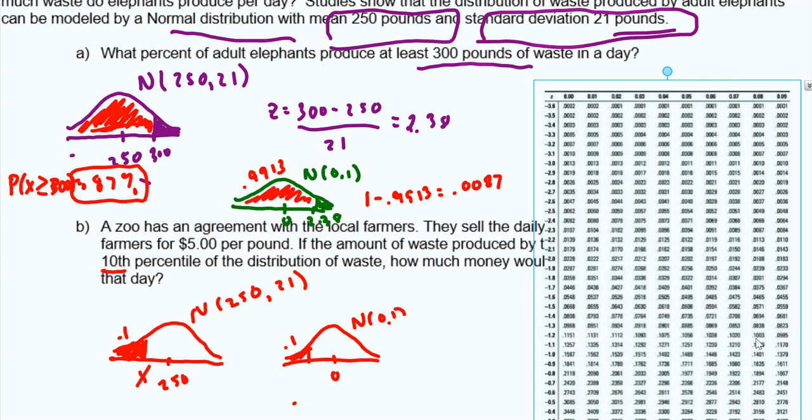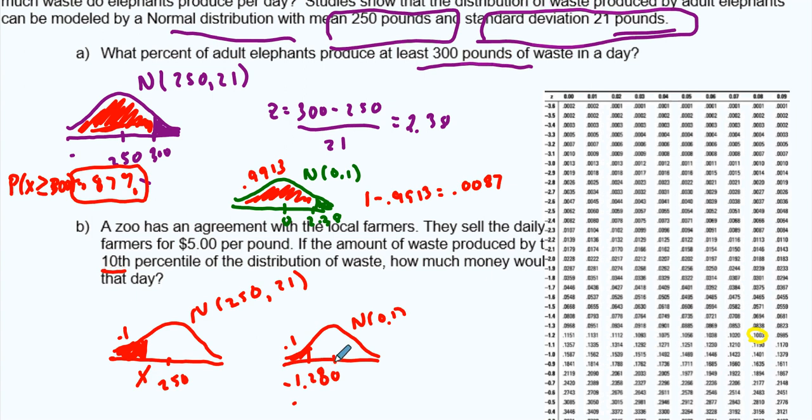And I got 0.1003. Now that's pretty close to being 10%, so I'm going to go with that. Just so you can see it, that appears to be about 10%, and that's going to be negative 1.2, up here, 8. All right, so our z-score that I found was negative 1.28. Now, what does that translate to here?